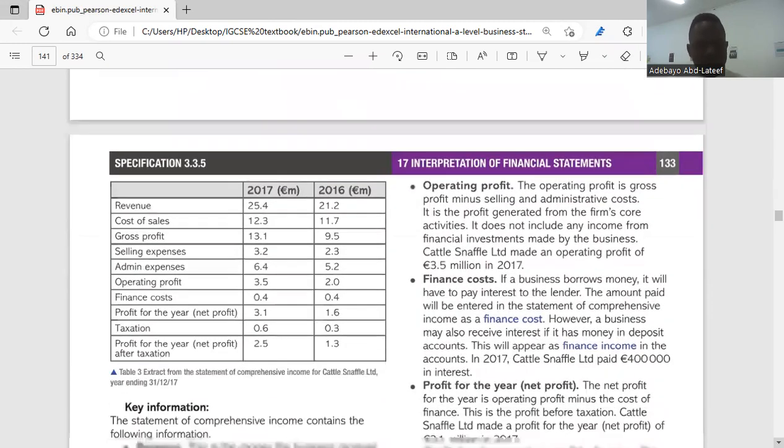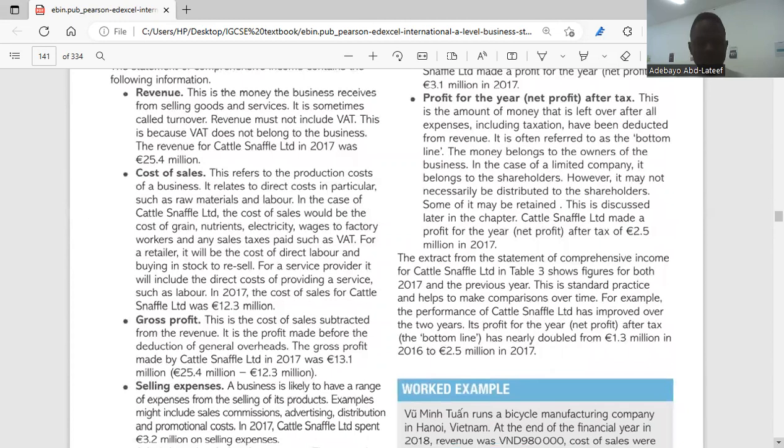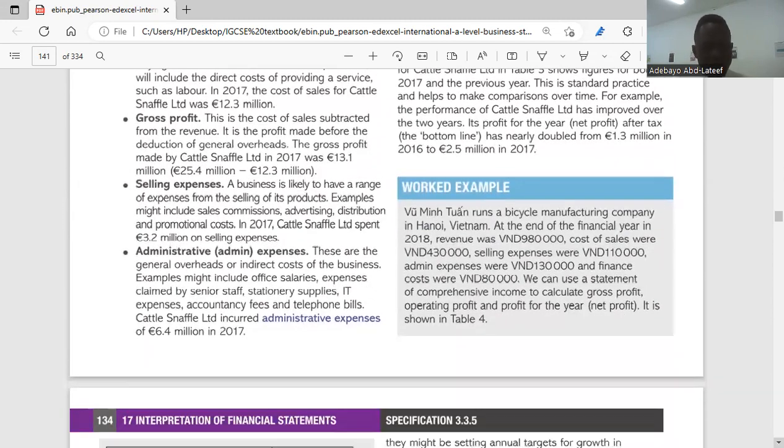For revenue, we're talking about the amount of money made from selling a product or selling a service to a customer. So that's revenue. Then we have the cost of sales. These are the amount of money spent to ensure that the product is made available. Then we have the gross profit. For the gross profit, it is your revenue minus your cost of sales. Then we have the selling expenses.